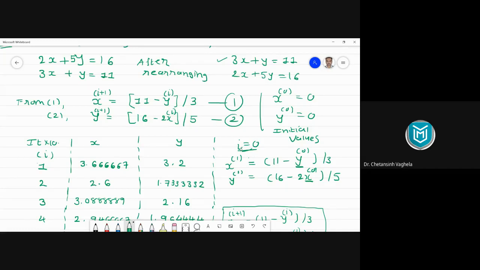So in Gauss-Jacobi and Gauss-Seidel, these initial values are always 0. The values of x0 and y0 we always have to consider as 0. If we had 3 variables, then x0, y0, z0, all 3 values will be 0. If there were 4 variables, x1, x2, x3, x4, so x1 0, x2 0, x3 0 and x4 0, all 4 values will be 0. So the starting values or initial values are always 0 in Gauss-Jacobi and Gauss-Seidel. They are called initial values.